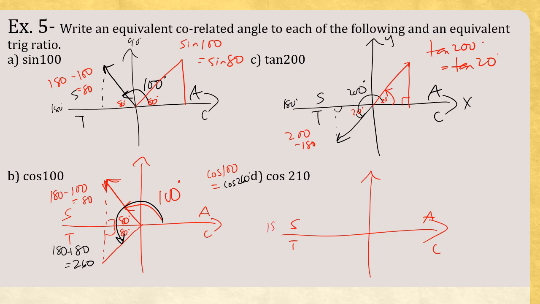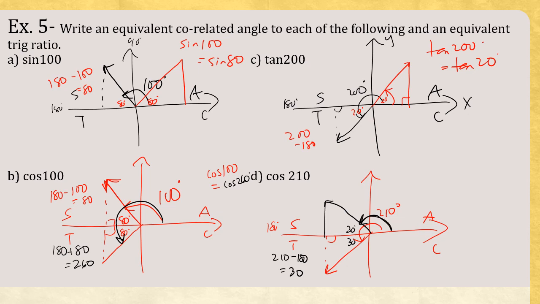210, where's that? Well, that's 180. 210 is somewhere down here. Okay, so there's 210. Based off the CAST rule, that is in the cos negative quadrant, right? Only tan is positive. Where else is cos negative? Well, cos is also negative here. So that would be that angle right there. I've got to figure out my correlated acute angle. How do I do that? Well, I'll take the first one, 210 minus 180 equals 30. So that's 30. And if that's 30, that's 30.